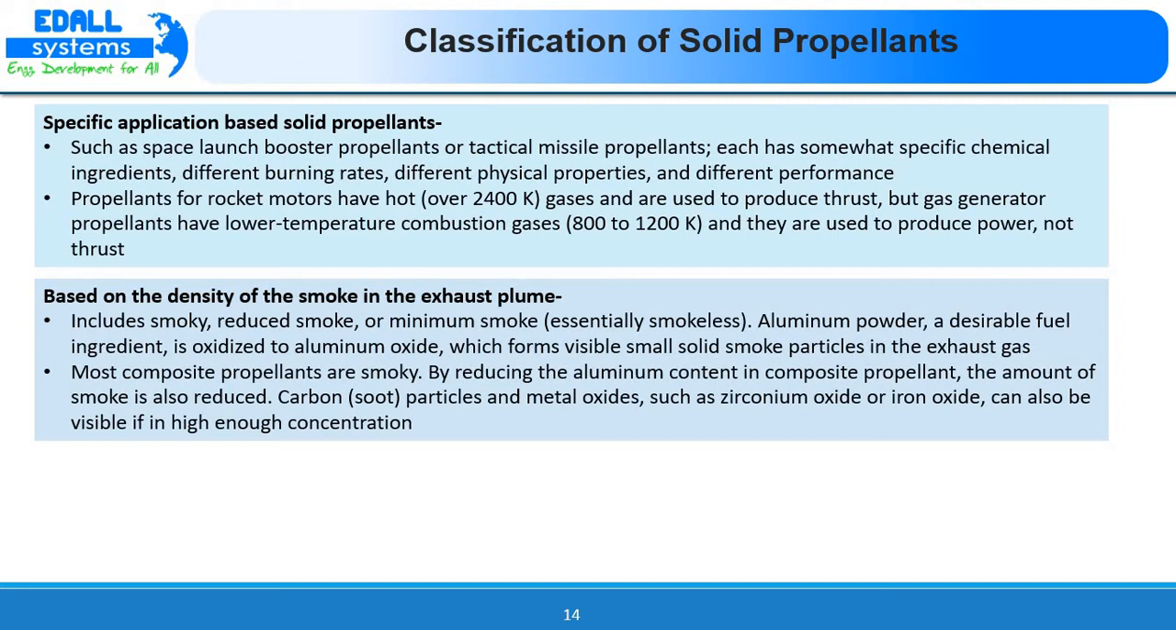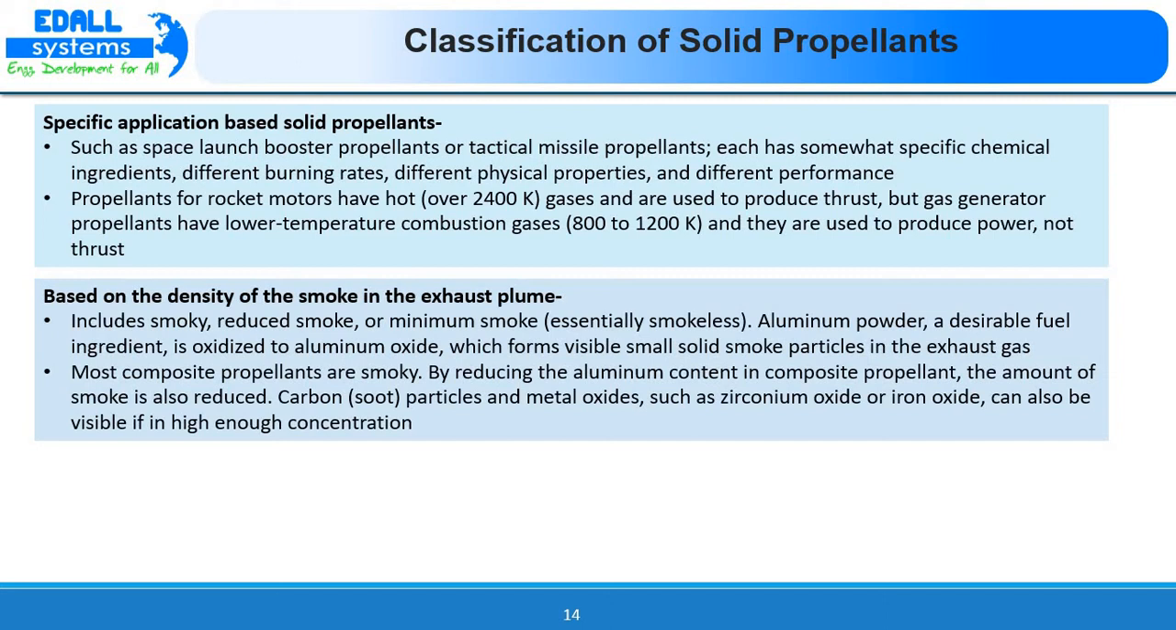So the aluminium powder which is used as a desirable fuel ingredient is oxidized to aluminium oxide, which forms visible small solid smoke particles in the exhaust gas. So the aluminium powder, which is generally used as a fuel in some of the propellants, when it is burned, is oxidized to aluminium oxide. Thus, it will form some small solid smoke particles in the exhaust gas. So it will make the smoky propellant. So most composite propellants are smoky. But by reducing the aluminium content in composite propellant, the amount of smoke can also be reduced.